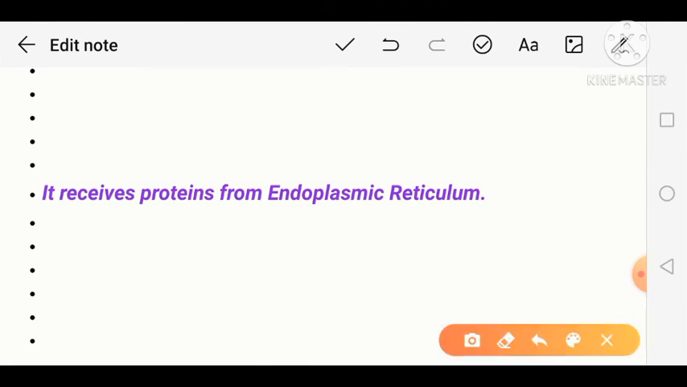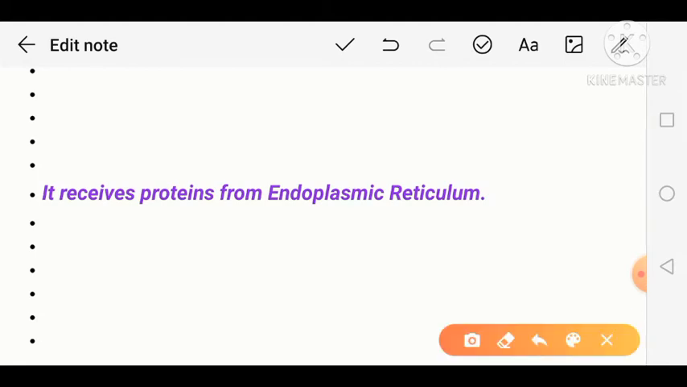The Golgi complex receives the protein from the endoplasmic reticulum, and then that protein is packed for further transport. Where that protein is going is decided here: whether it goes to the mitochondria, or to the lysosomes, or out of the cell. That packaging is decided within the Golgi complex.